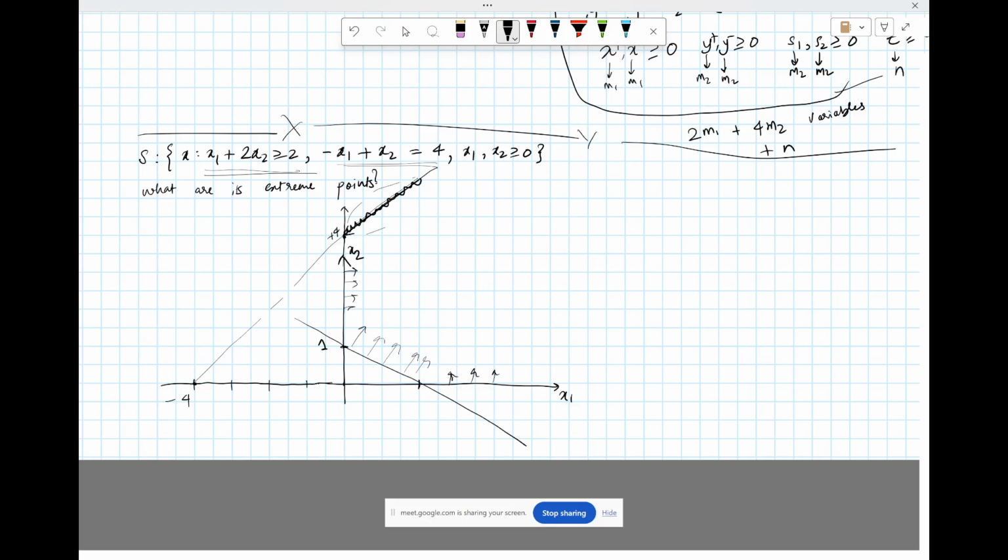So what is the extreme point? There will be only one. One extreme point, right? And that is this point, (0, 4).